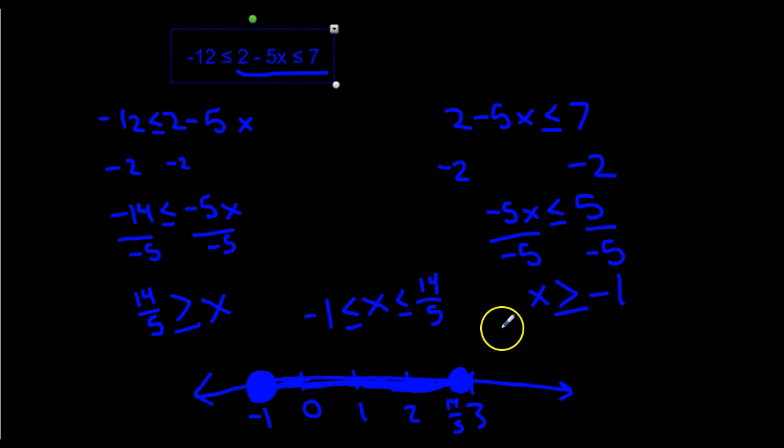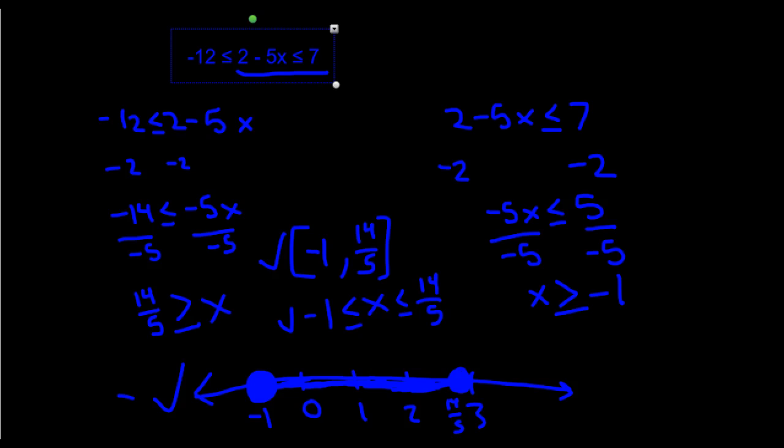I could also write the solution set like this. -1's my lower limit. Upper limit is 14/5. And both of those are included in the solution set. So I'm going to do those square brackets. We'll make sure to let you know on a test or whatever how we want you to write the solution set. But right now, be prepared to write it this way, and this way, and this way.